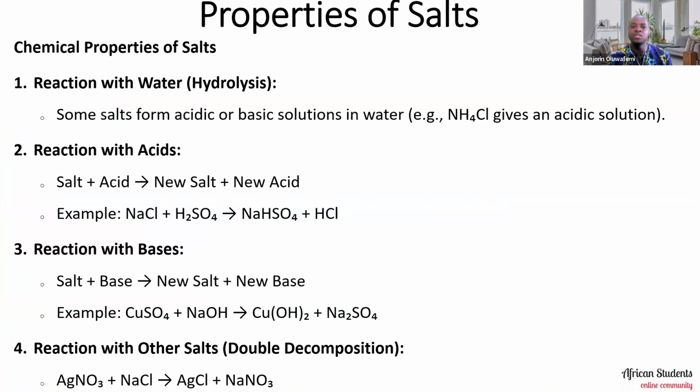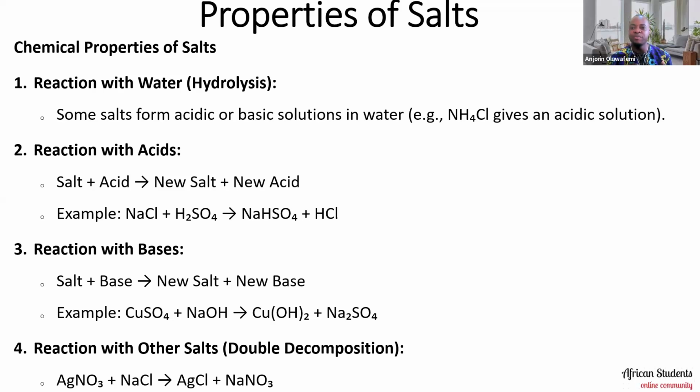Now, reaction with acid is another chemical property of salt. When salt reacts with acid, a new salt plus a new acid is formed. A good example is when sodium chloride reacts with H2SO4. You have sodium hydrogen sulfate, which is a new salt, and then HCl, which is a new acid that will be formed.